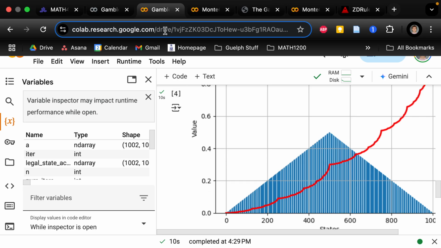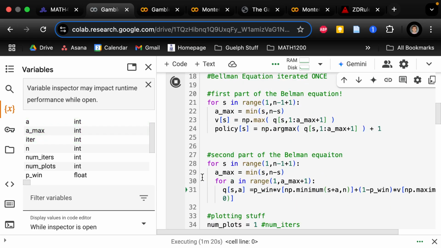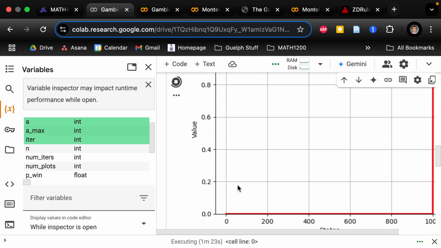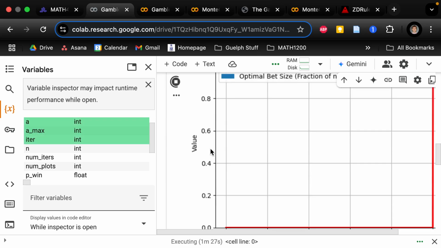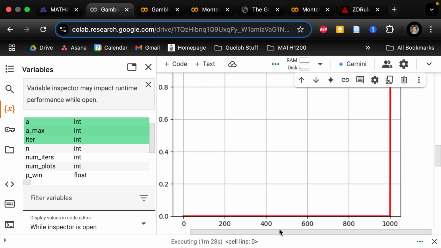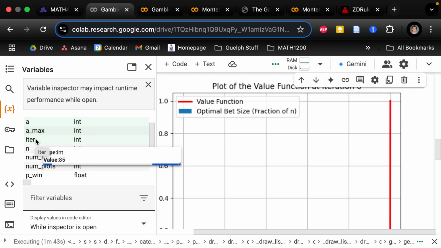The array one finished in 10 seconds. How long did this one take? It's been 1 minute and 20, and it's still going. So it's at least 8 times as fast when you want to solve a problem with 1,000 states. We're at 85 out of 100, so we're almost done. So what's the moral of the story? The loops are slow. It is much faster to do the array one if you can. It is tricky to set it up sometimes.